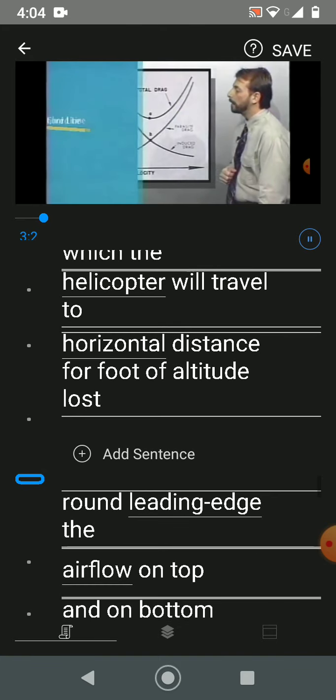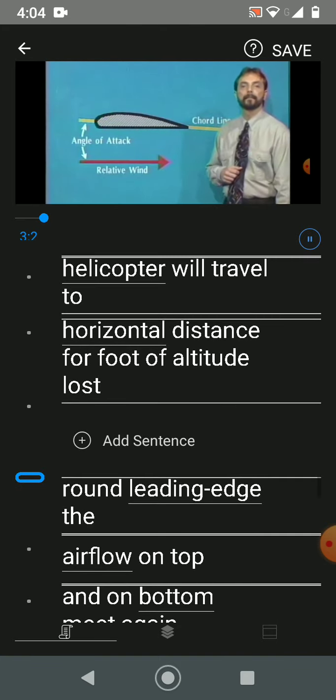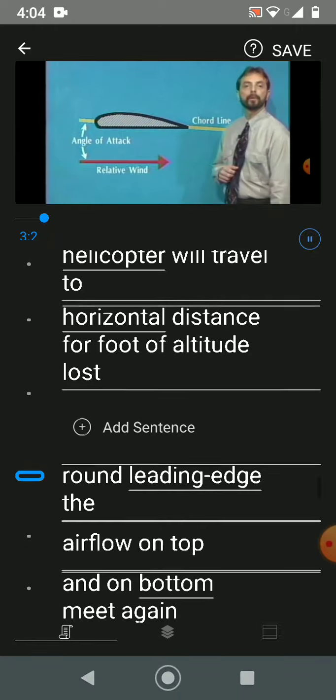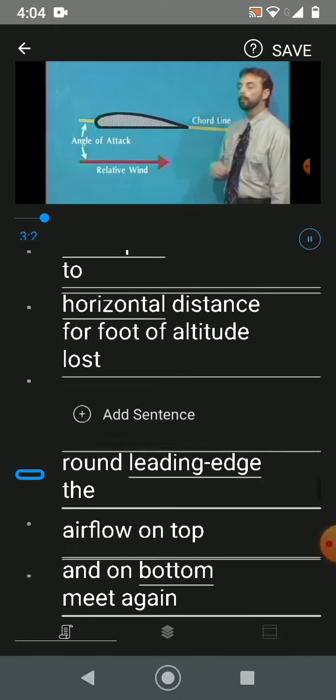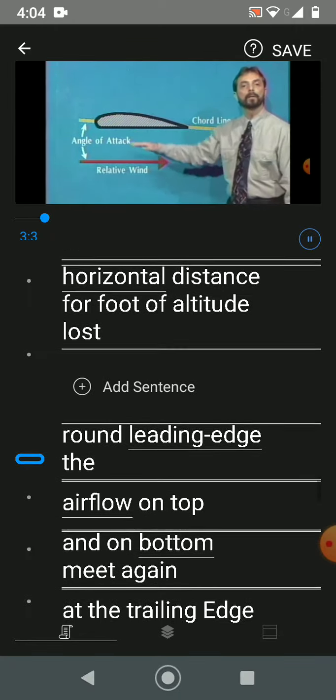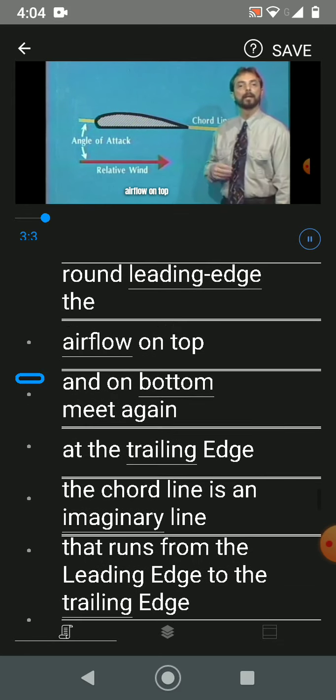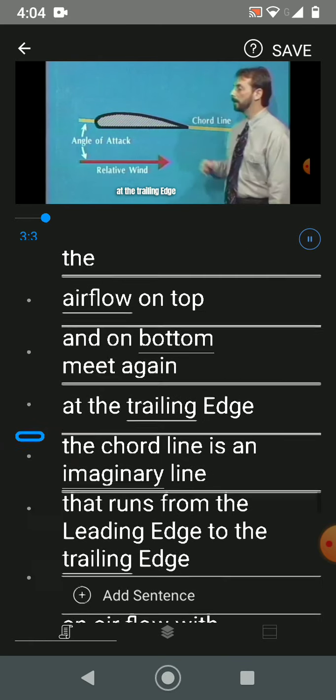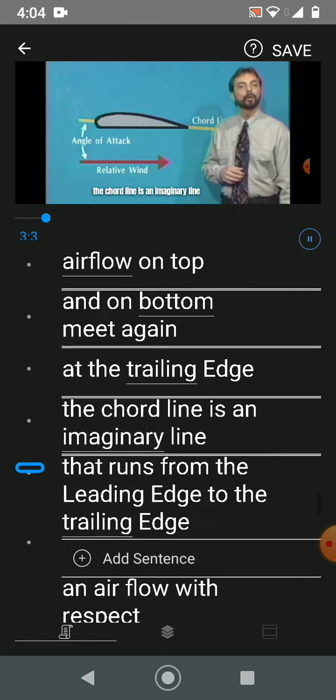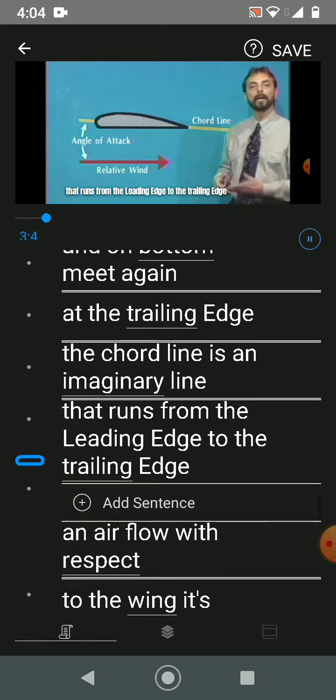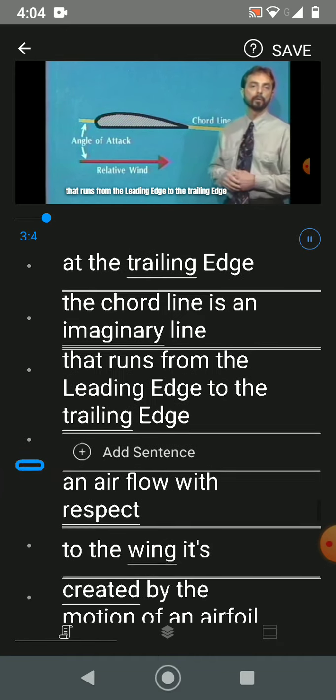Let's look at the parts of a wing now. As the wing moves through the air, the oncoming air will split around the wing over the top and through the bottom around the leading edge. The airflow on top and on bottom meet again at the trailing edge. The chord line is an imaginary line that runs from the leading edge to the trailing edge.